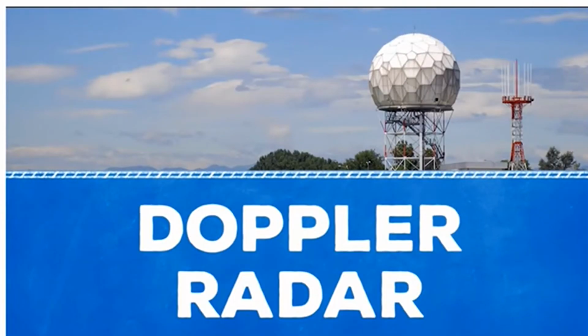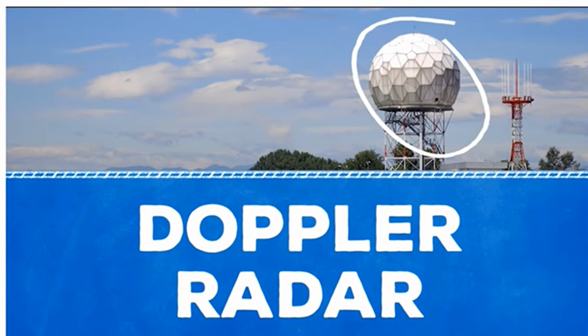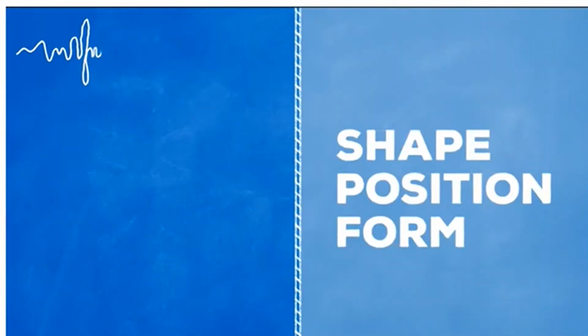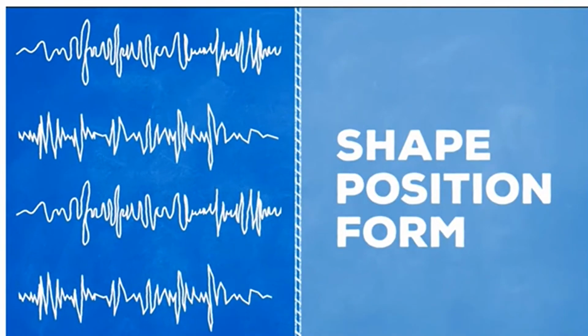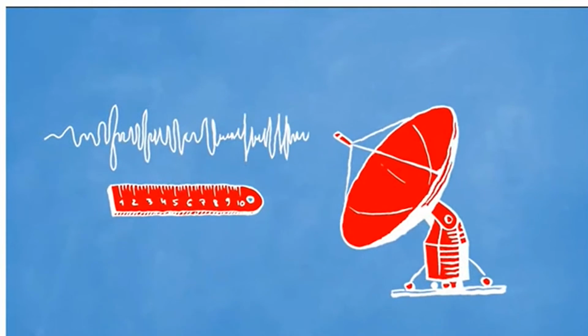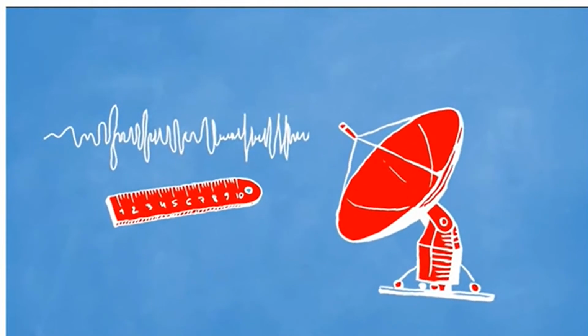But if we add an additional layer, we move into Doppler radars. Doppler radars emit a radio wave too, but also keep track of the radio wave's phase. Basically, its shape, position, and form. When the radio wave returns, it's measured again to check for any changes in its phase.